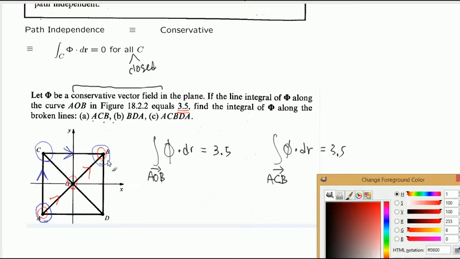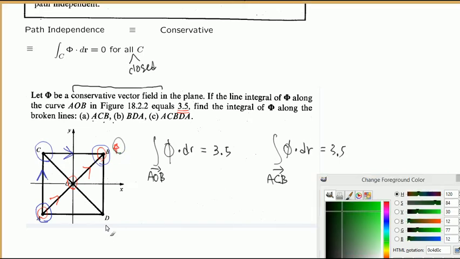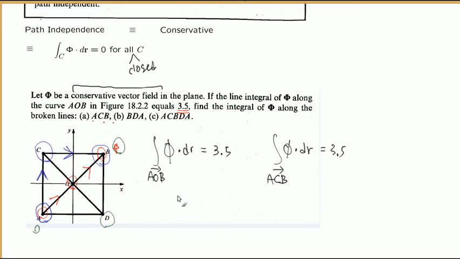Yes, BDA. B is here. Let me use the green one. B is there and D is there and A is there, right? So if you go ADB, that would be the same as that one, right? But it's going the opposite way, BDA, so that must be negative, right? Opposite way, so BDA going around like that. Of this integral, dr is going to be negative 3.5.